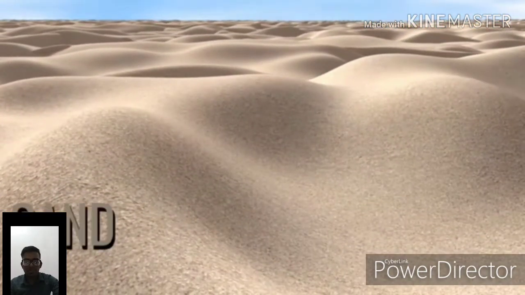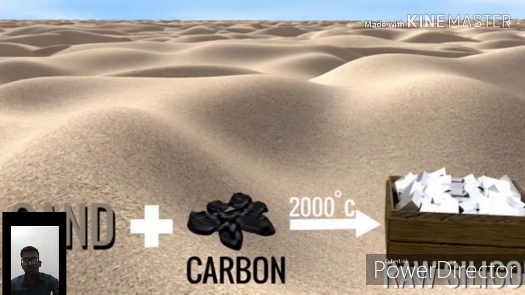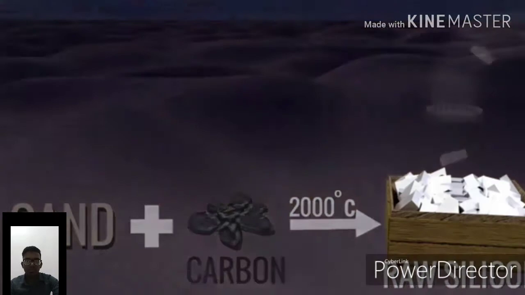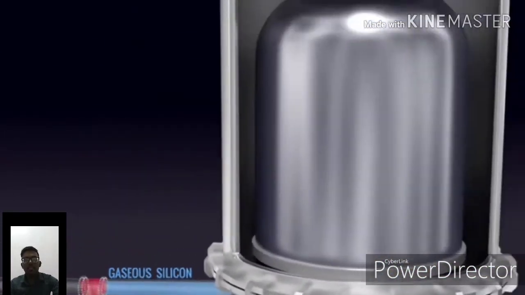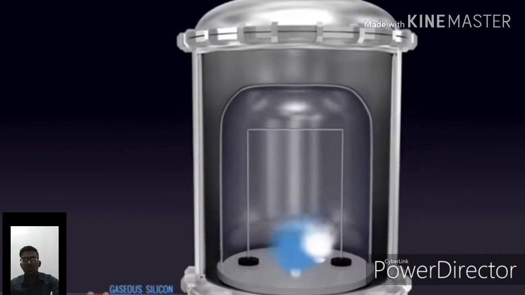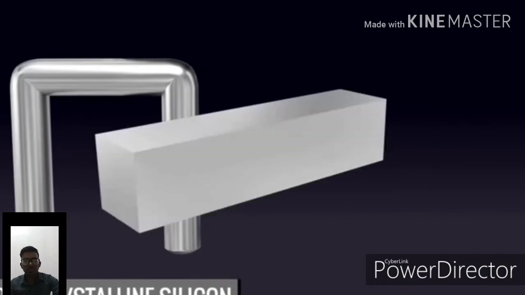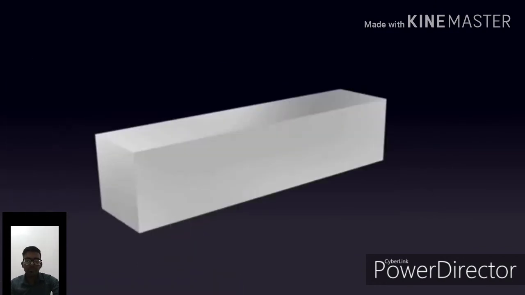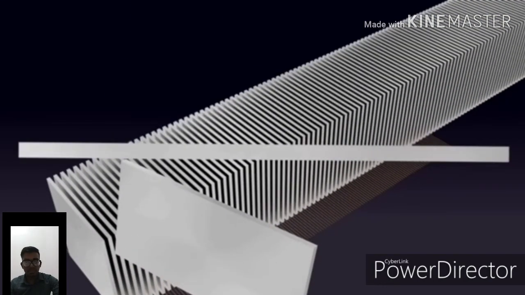To obtain that, the sand has to go through a complex purification process, in which sand is mixed with carbon and heated to 2000 degrees Celsius to produce 98% pure raw silicon. The raw silicon gets converted into a gaseous silicon compound form, then mixed with hydrogen to get highly purified polycrystalline silicon. These silicon ingots are reshaped and converted into very thin slices called silicon wafers. The silicon wafer is the heart of the solar cell.